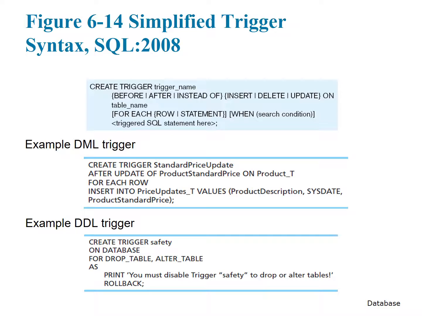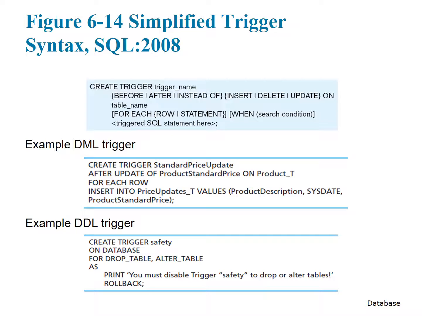In this trigger, the event is the update of product standard price. The condition is for each row, not just a certain row. And the action after the event is to insert the specified values in the price update table, which stores, along with when (SYSDATE) the change occurred, important information about the change made to the product standard price of any row in the table.